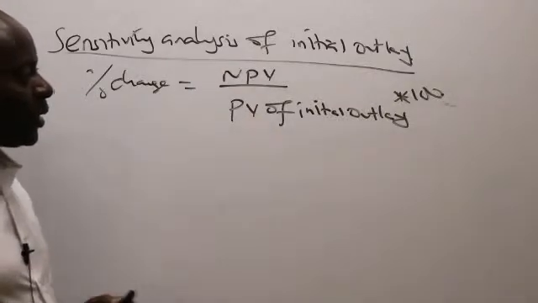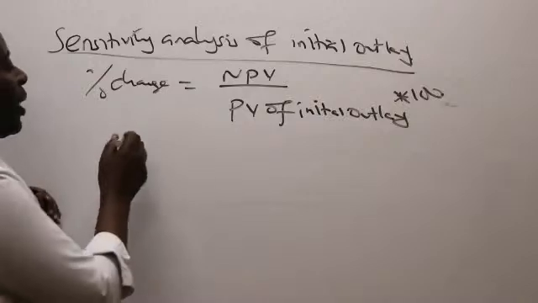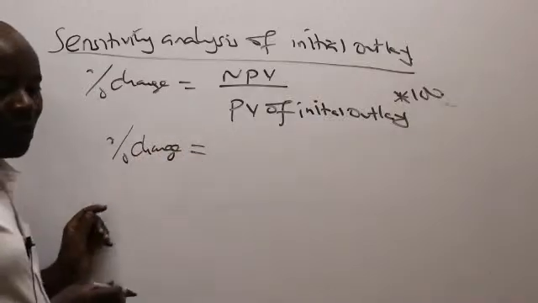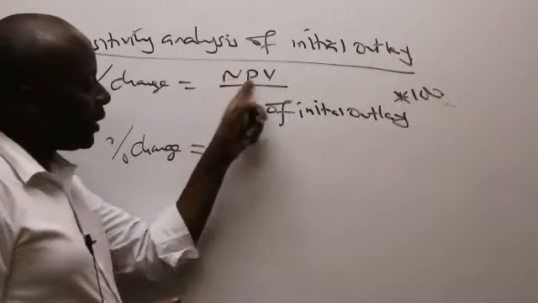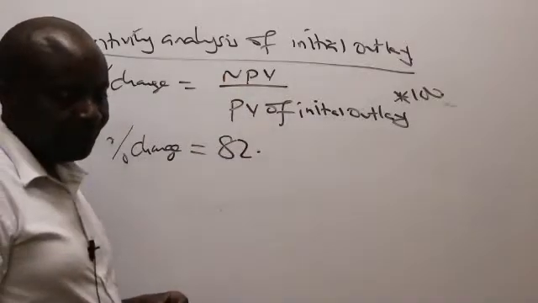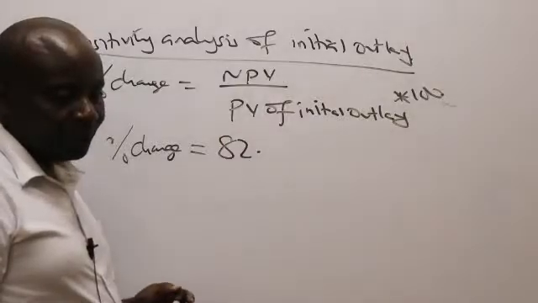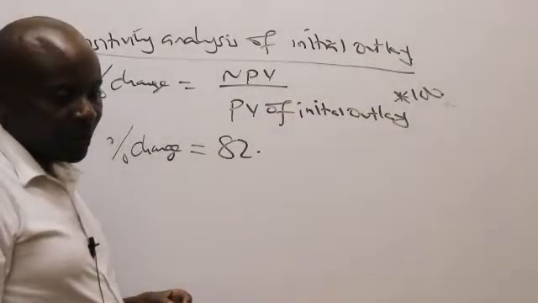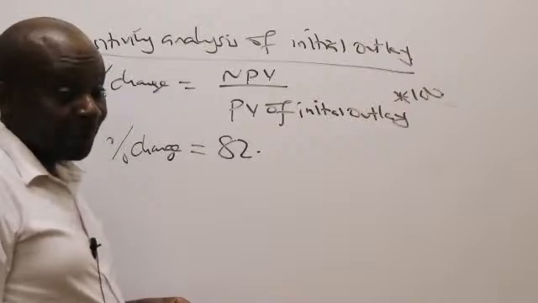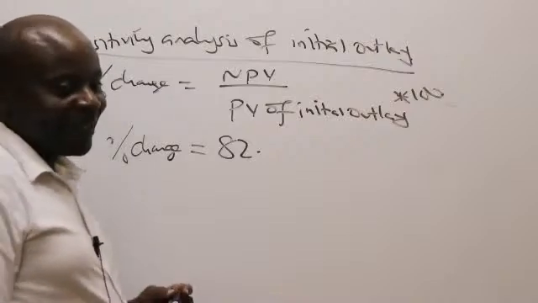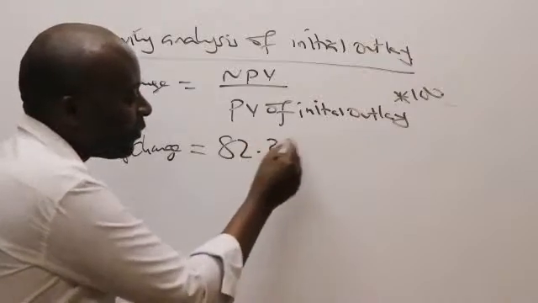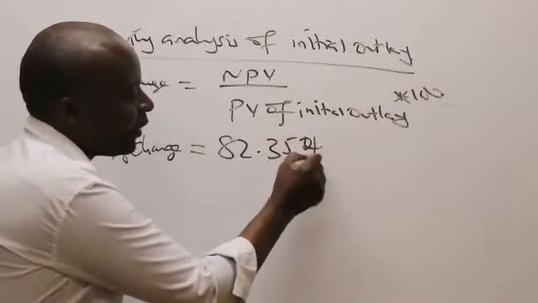We discount it. So in this case here, remember you gave me a value for net present value. It was 82 point something. 82.3545. Thank you very much.